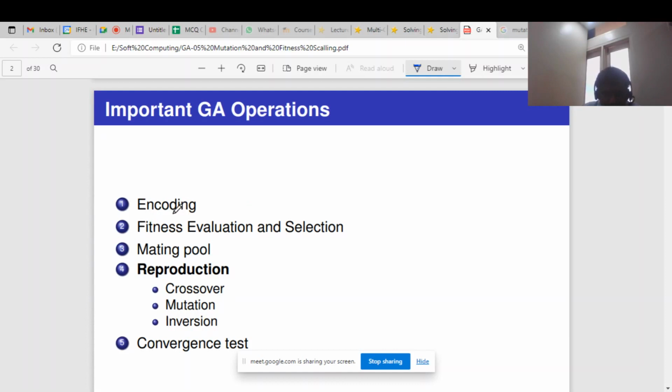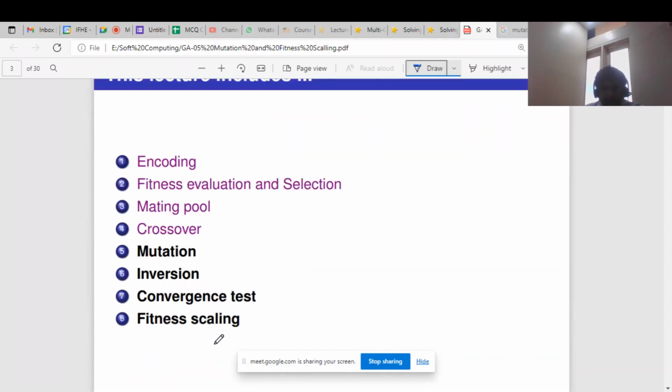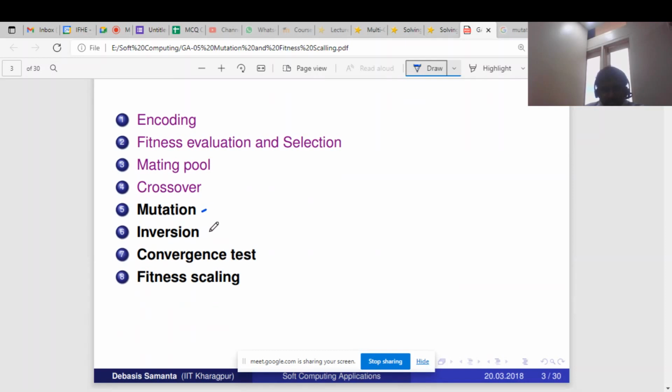So all these are the various GA operations: encoding, fitness evaluation and selection, mating pool. These three things we have already discussed, and in the last two lectures we discussed crossover. So this is also done. In today's lecture we'll be discussing mutation and inversion. In the first part we'll discuss mutation and inversion, and then we'll move on to the next topic, the convergence test. There is nothing detailed about that. We'll discuss briefly how convergence is done. So these are the objectives: mutation, inversion, convergence test, and fitness scaling.